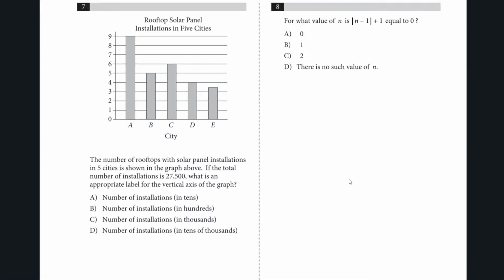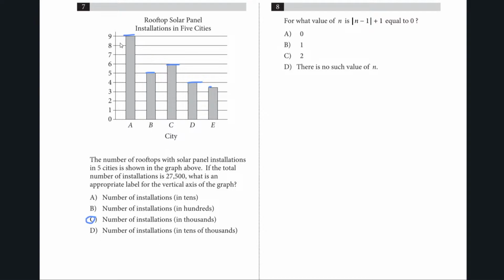The number of rooftops with solar panel installation in 5 cities is shown in the graph above. If the total number of installations is 27,500, what is an appropriate label for the vertical axis of the graph? So we have a 9 here, a 5 here, a 6 here, a 4 here, and what looks like a 3.5 here. So 9 plus 5 is 14, plus 6 is 20, plus 4 is 24, and the 3.5 makes 27. I would say this is in thousands.